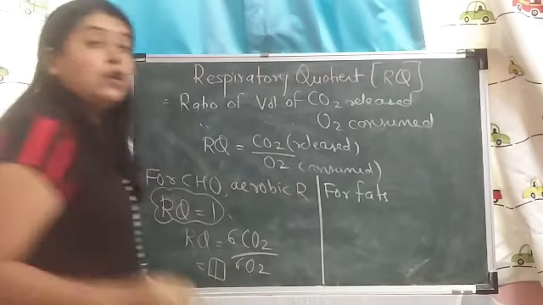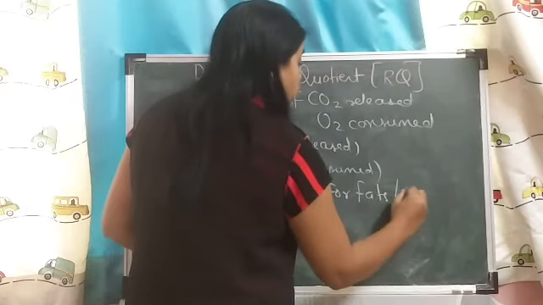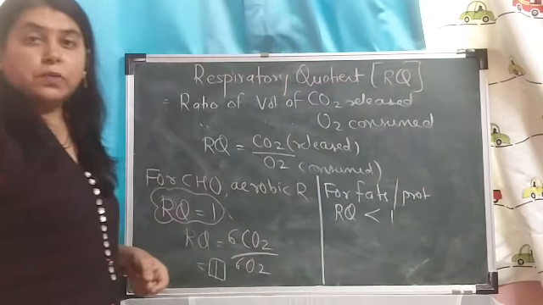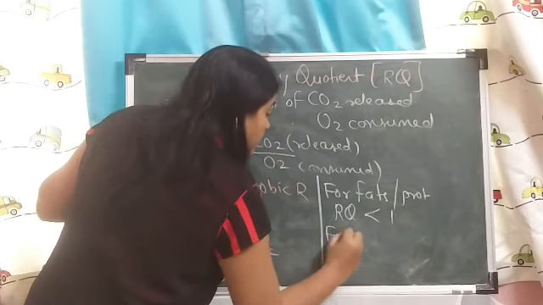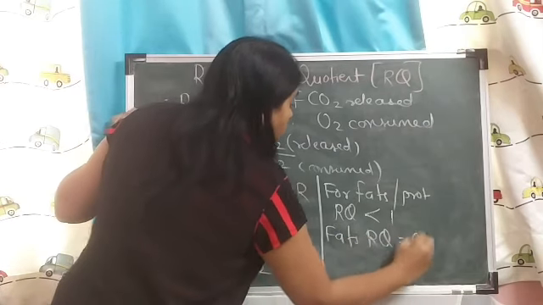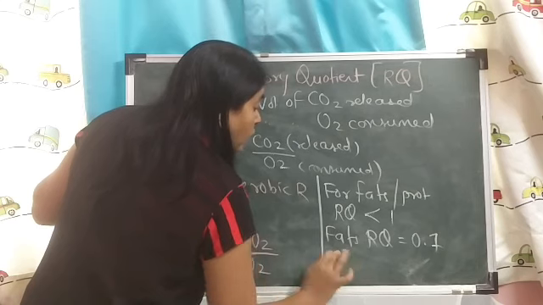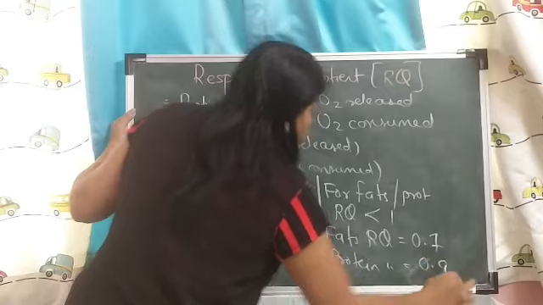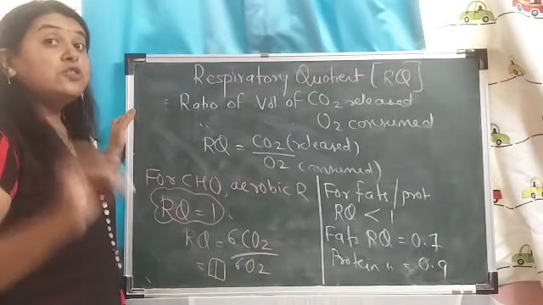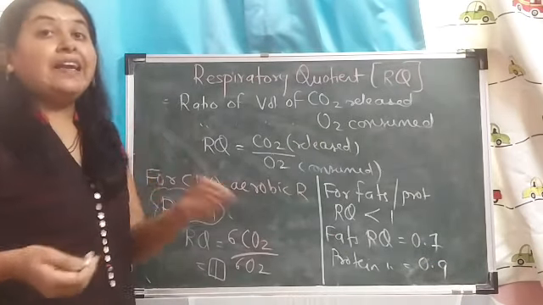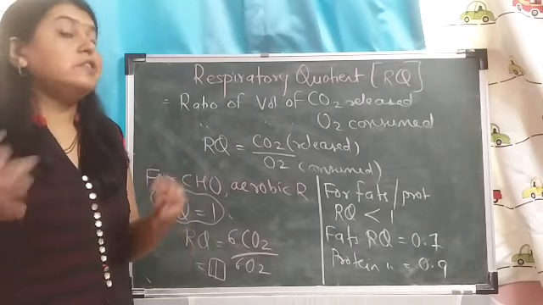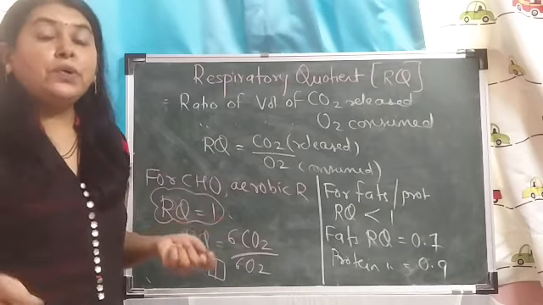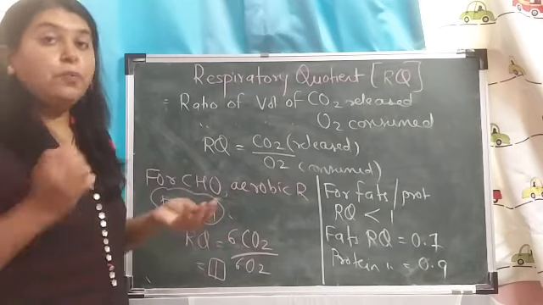For fats or for proteins, respiratory quotient is less than 1. Okay. For fats, RQ is 0.7, and for proteins, RQ is 0.9. These values are extremely important. If they ask you a fat like tripalmitin, don't get confused with it. It is a fatty acid. So the RQ will be 0.7. If they ask you the name of any protein, you should know that it is 0.9 for protein.